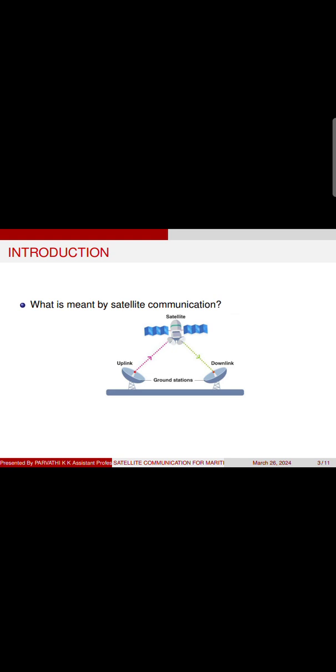The frequency with which the signal is sent to space is called the uplink frequency, while the frequency at which it is sent by the transponder is the downlink frequency. The figure illustrates the concepts clearly.